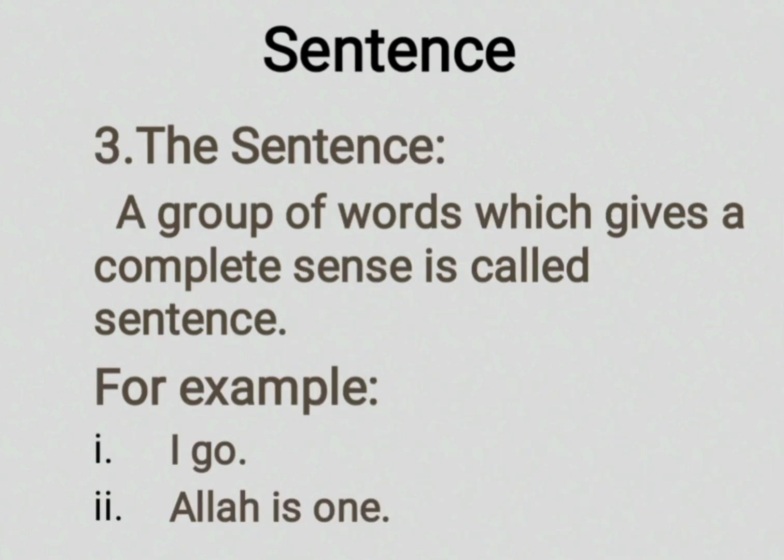Now we'll see the definition of a sentence. What is a sentence? A group of words which gives a complete sense is called a sentence. For example, I go, and the second example of the sentence is Allah is one. These are the two examples of a sentence which gives complete sense.